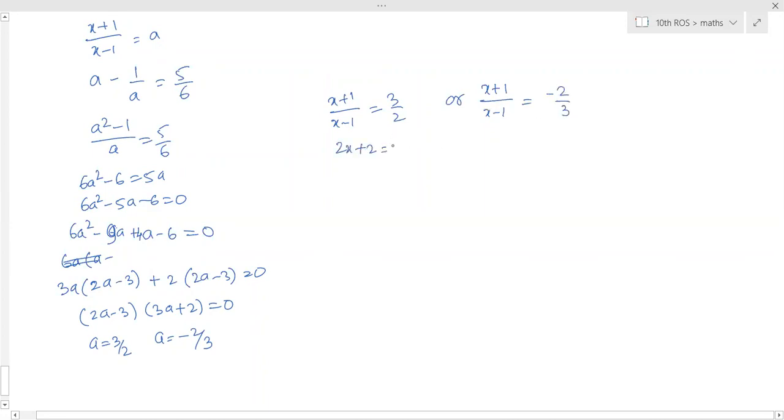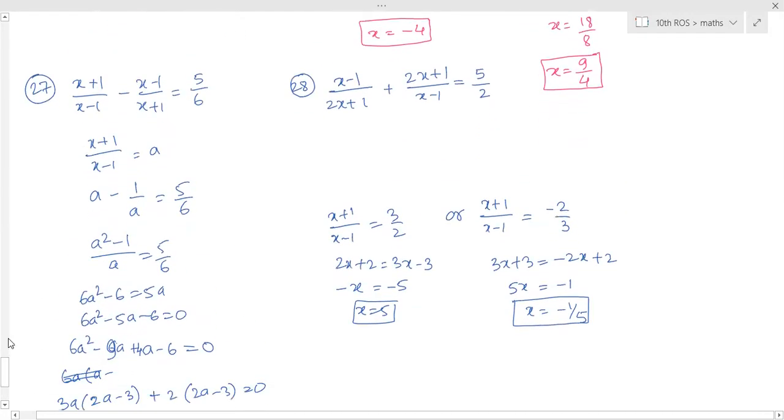2x plus 2 is equal to 3x minus 3, minus x is equal to minus 5, x is equal to 5. And this is 3x plus 3 is equal to minus 2x plus 2, 5x is equal to minus 1, x is equal to minus 1 by 5. The second value. Then solve the second part, 28th one.